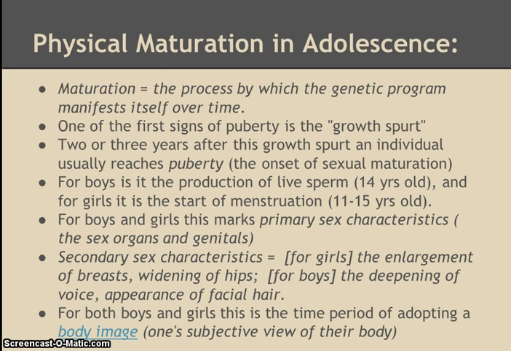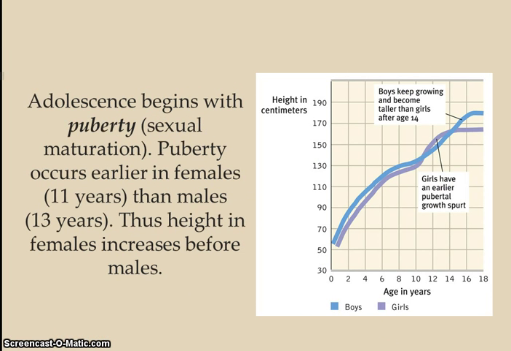You also have maturation, physical maturation. We've talked about what happens in adolescence. So it's the process by which the genetic program manifests itself over time. One of the first signs of puberty is our growth spurt. So adolescents begin puberty, which is sexual maturation. It begins earlier in females, about 11 years old, and then in males at about 13 years old. And the height in females increases before males. So you end up with a lot of very tall females and a lot of short males.